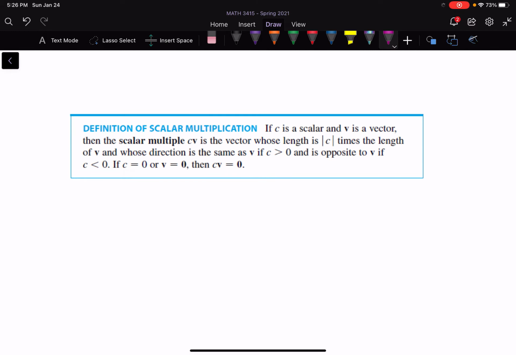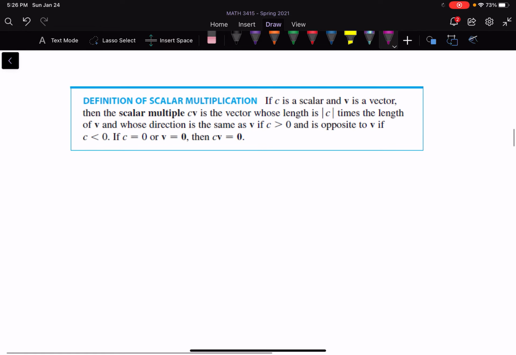Let's talk about some ways that we can do things to vectors, some operations on them like addition and multiplication and so on. The first one is what's called scalar multiplication. All scalar multiplication does is make a vector larger or smaller. It just changes its magnitude. It does not change its direction. I guess it can flip to the opposite direction, but basically it doesn't change the direction.